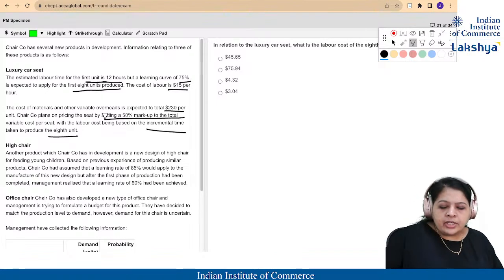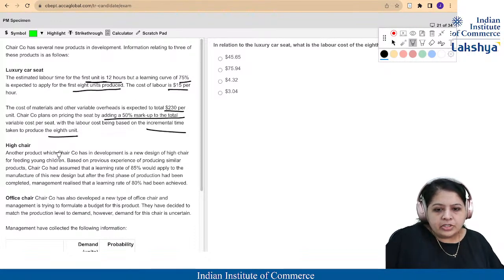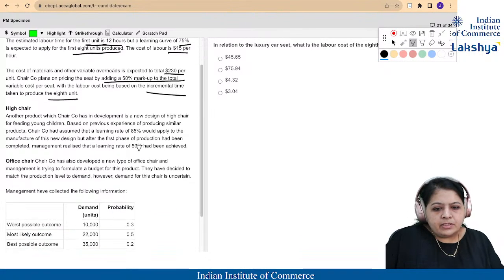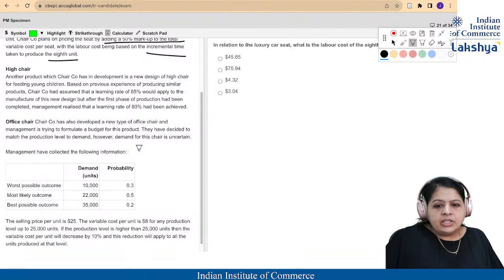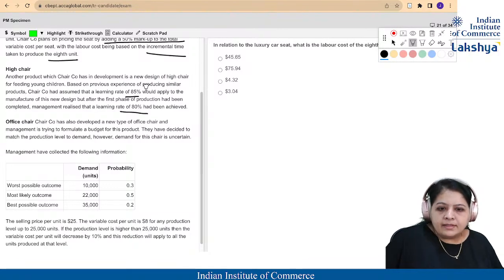Next is the high chair, another product which chair company has in development, a new design of high chair for feeding young children. Based on previous experience of producing similar products, chair company has assumed that the learning rate here will be 85%. This would apply to the manufacturing of the new design for the first phase, and then after, management realizes the learning rate has been 80%. That means the learning has been quicker than expected.